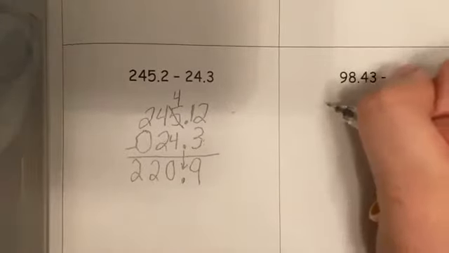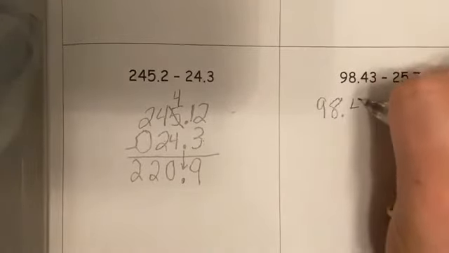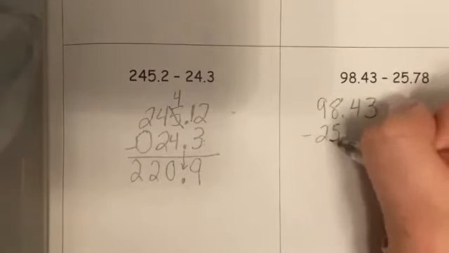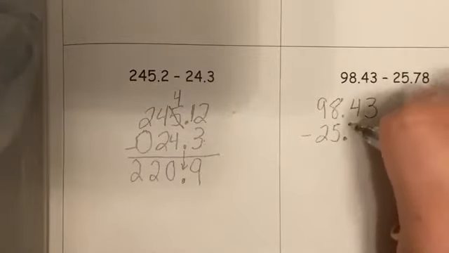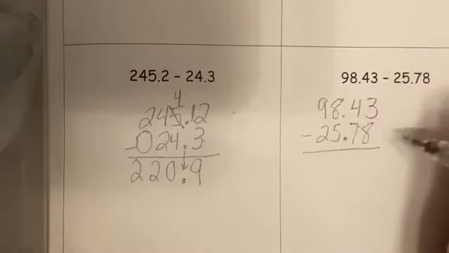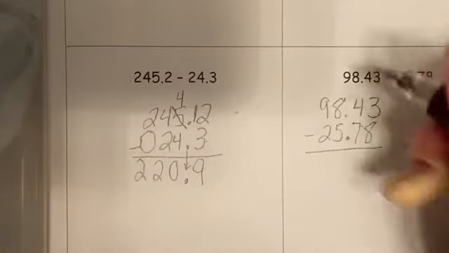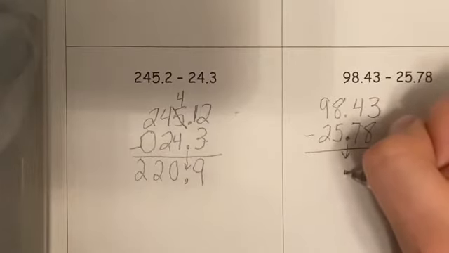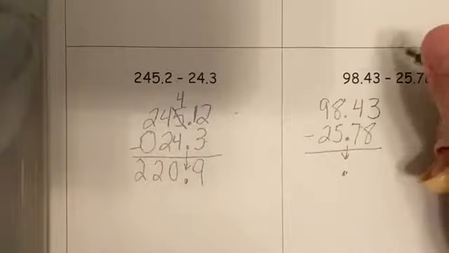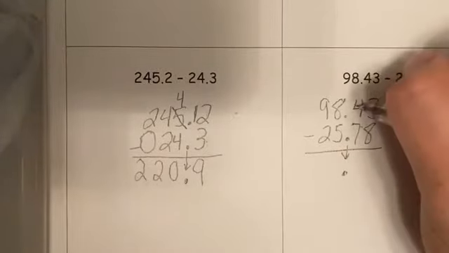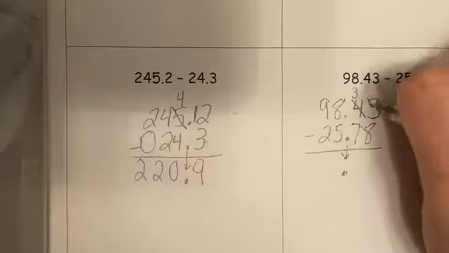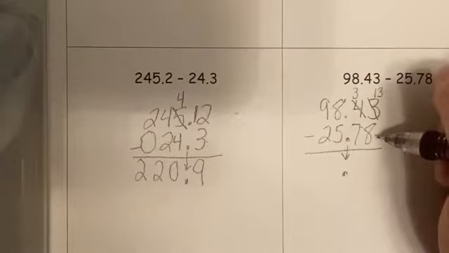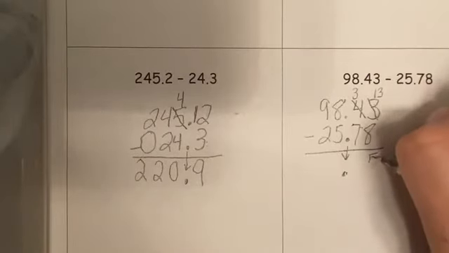Finally, I have 98 and 43 hundredths minus 25 and 78 hundredths. Now, again, make sure decimals are lined up, bring down the decimal. Okay, so looking here, I can't do 3 minus 8, so I need to go next door and borrow from this 4 and make it a 3. Then I'm going to add 10 to this 3, and it's going to be 13 now. 13 minus 8, as we know, is 5.